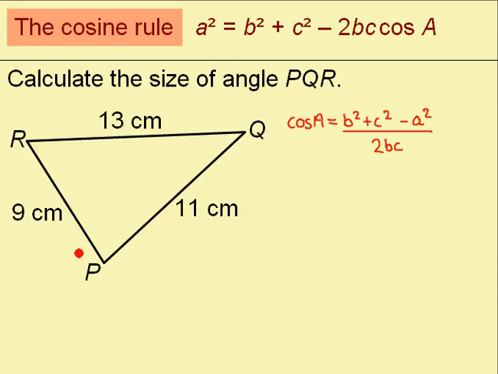So going back to our question, we want to find the size of angle PQR. PQR is this angle here. I'm going to call that x. Now the two sides that make the included angle are this one and this one. That tells me that these two are b and c, and this one is a. I now substitute into the formula.